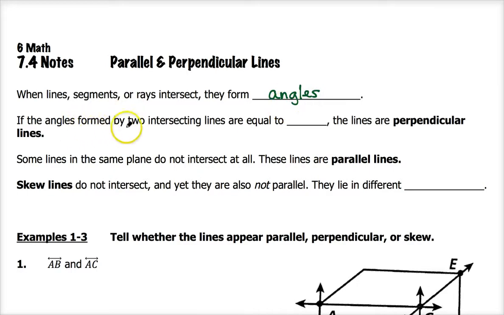If the angles formed by two intersecting lines are equal to 90 degrees, or right angles, then we call those lines perpendicular lines. So lines that intersect at 90-degree angles are perpendicular lines. An example of that might be this line and this line. Notice these two lines here, as close as I can by freehand, intersect at an angle that is 90 degrees, and so these lines we would call perpendicular.